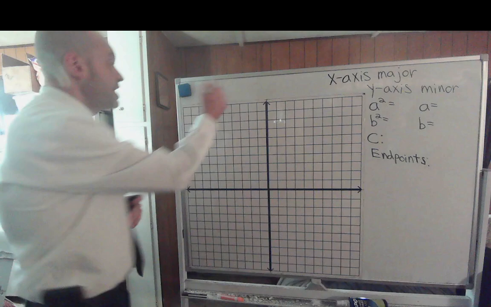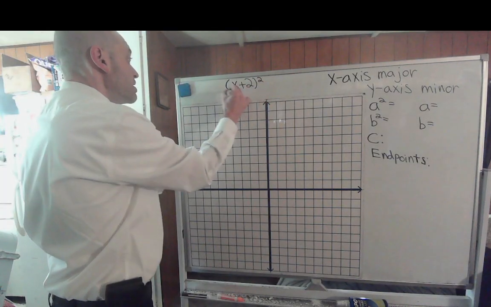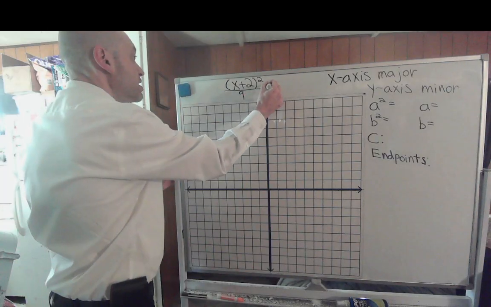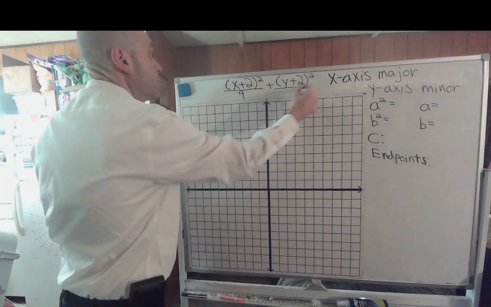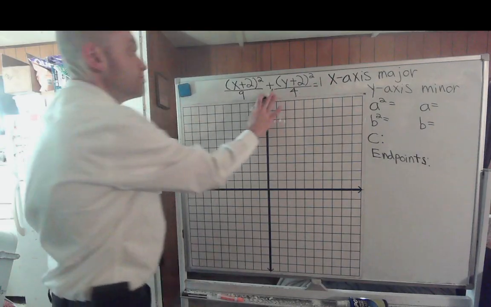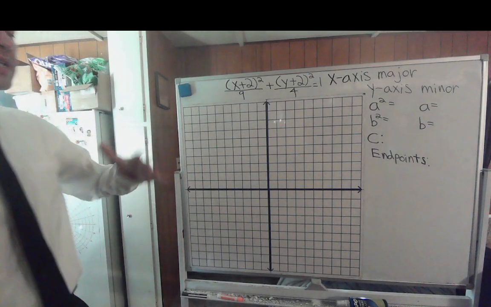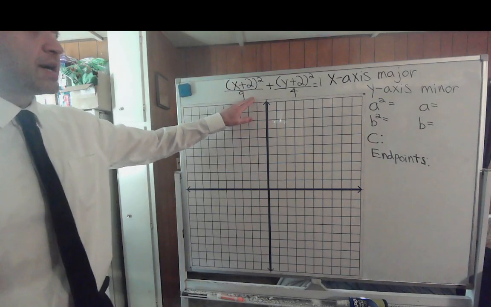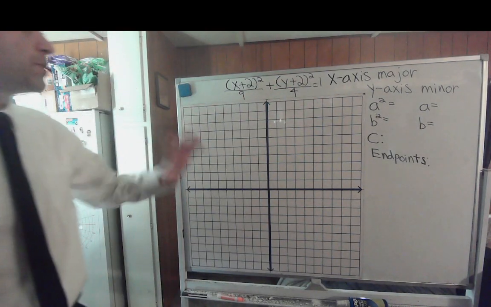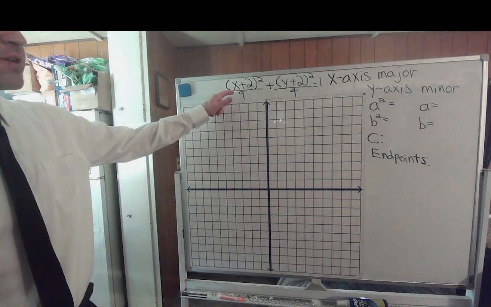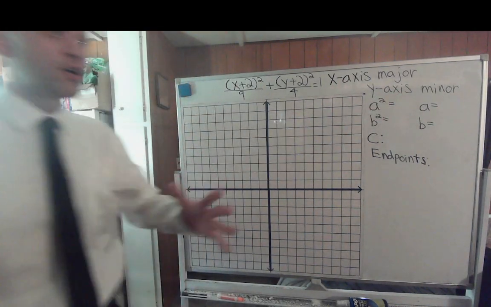Another good one, we have x plus 2 quantity squared all over 9 plus the quantity of y plus 2 quantity squared all over 4 is equal to 1. All right. So this particular ellipse is x plus 2 quantity squared divided by 9 plus the quantity y plus 2 squared all over 4 equals 1. Well, clear to see the larger denominator belongs to the x side, so the x-axis is the major axis, which means the y-axis is the minor axis.